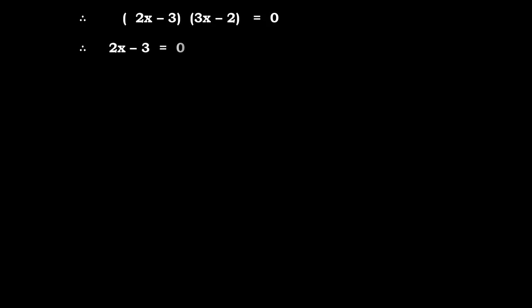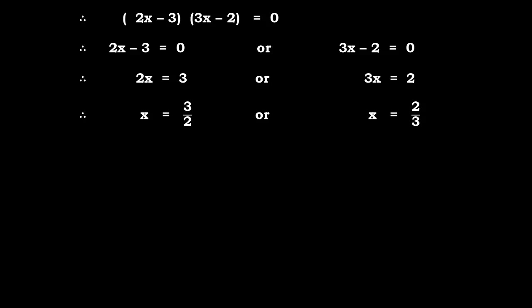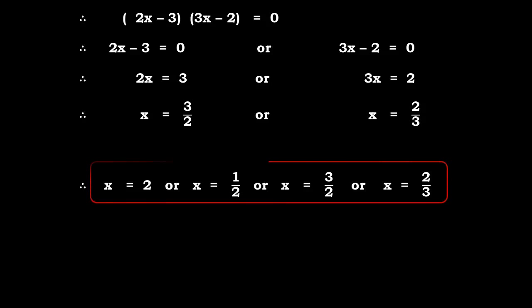Therefore 2x minus 3 is equal to 0 or 3x minus 2 is equal to 0. Therefore 2x is equal to 3 or 3x is equal to 2. x is equal to 3 upon 2 or x is equal to 2 upon 3. So we can write the answers. We have 4 values of x, that is x is equal to 2, or x is equal to 1 upon 2, or x is equal to 3 upon 2, or x is equal to 2 upon 3.